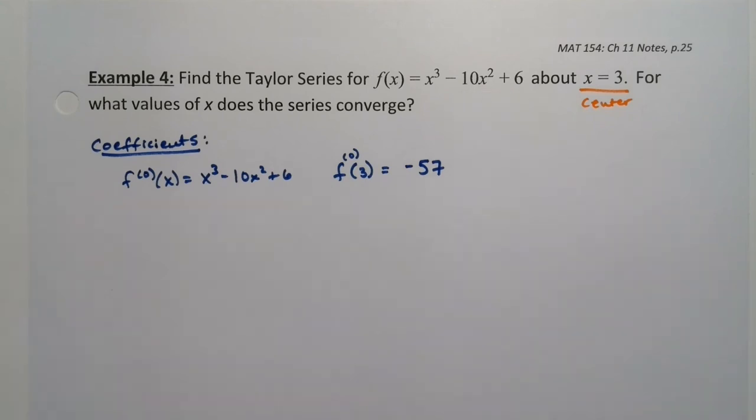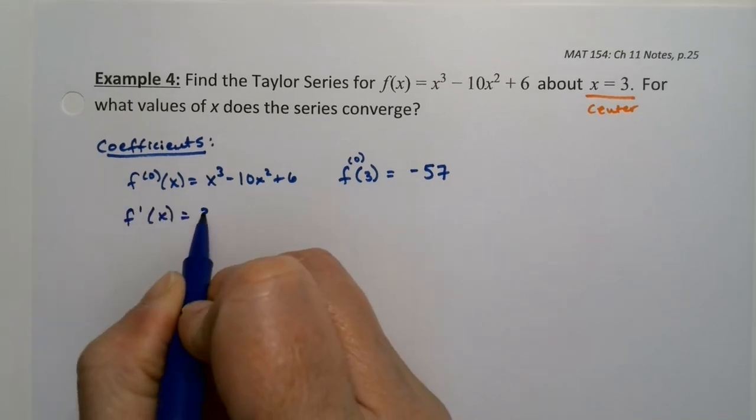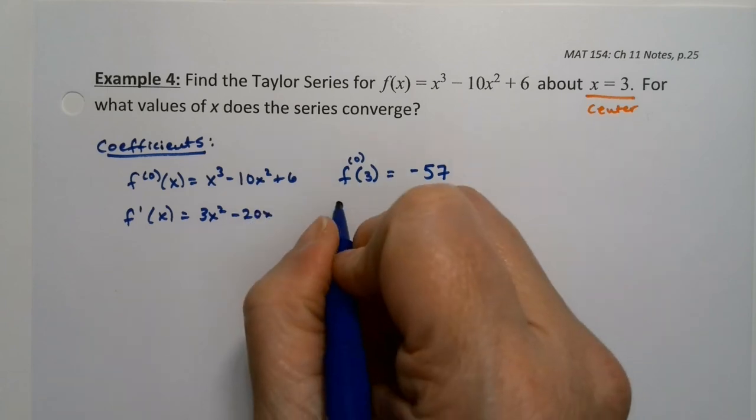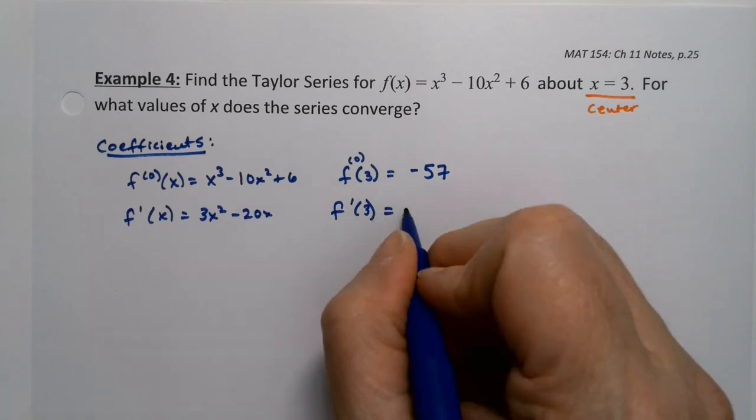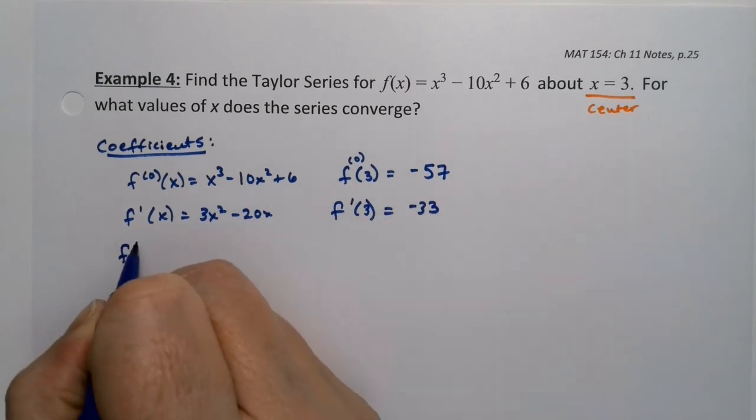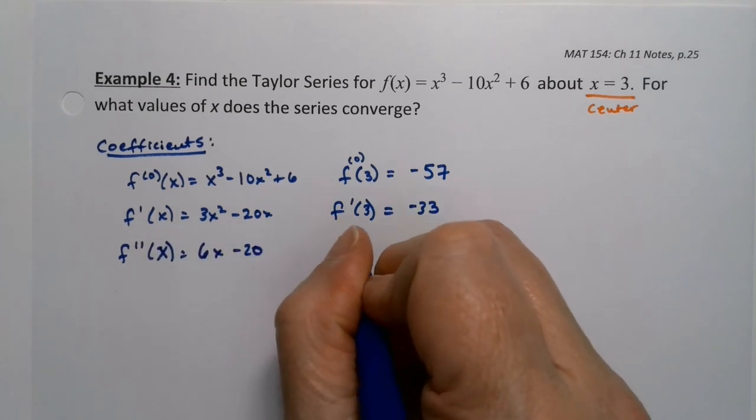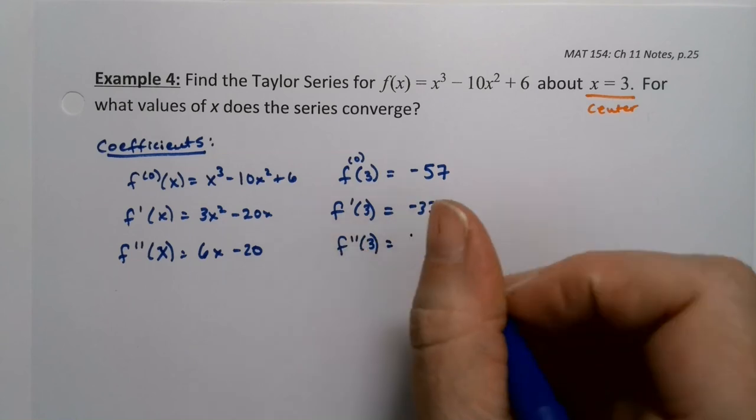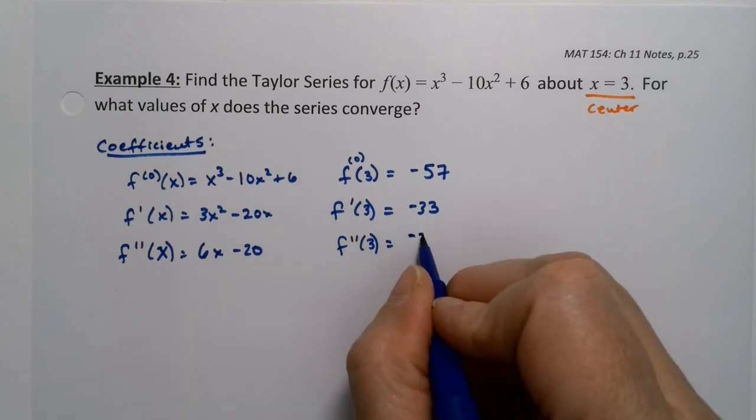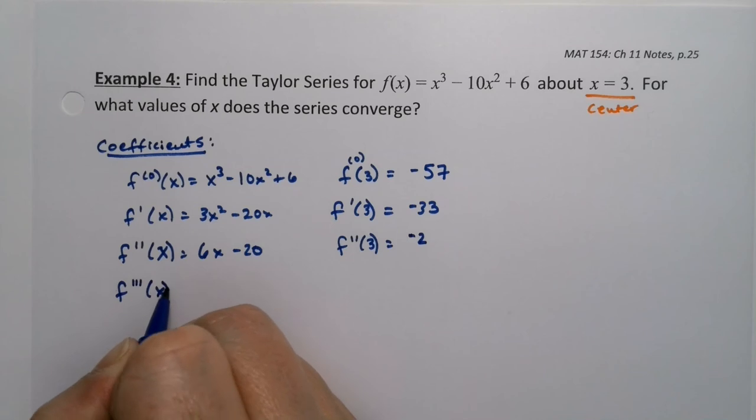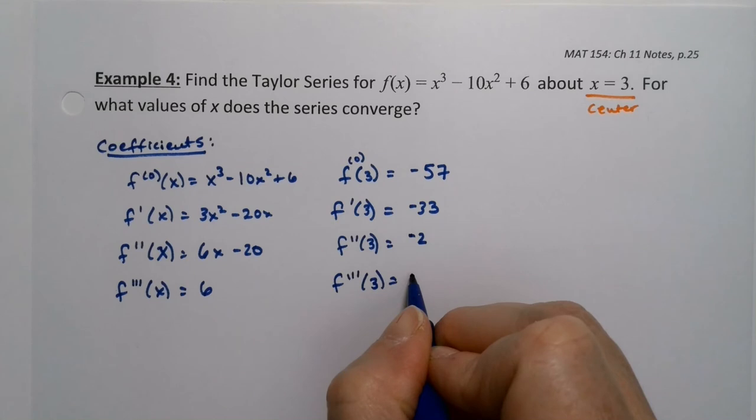So negative 57. Now we're going to take the first derivative, which would be 3x squared minus 20x. So that would be 27 again, take away 60, so that would be negative 33. The second derivative would be 6x minus 20, which would be, let's see, 6 times 3, 18, take away 20 is negative 2. Third derivative would just be 6. No matter what value you had, in this case 3, it's still 6.